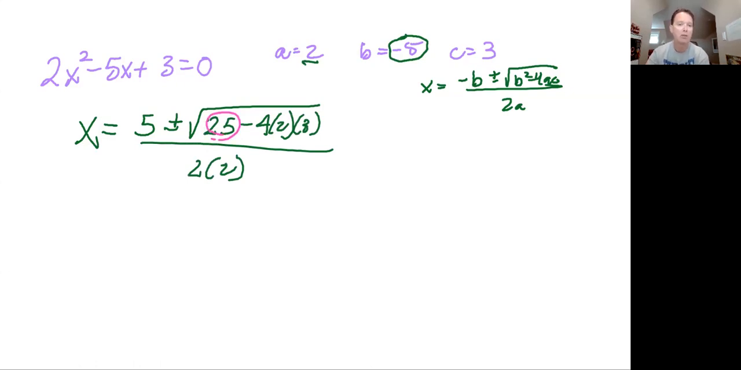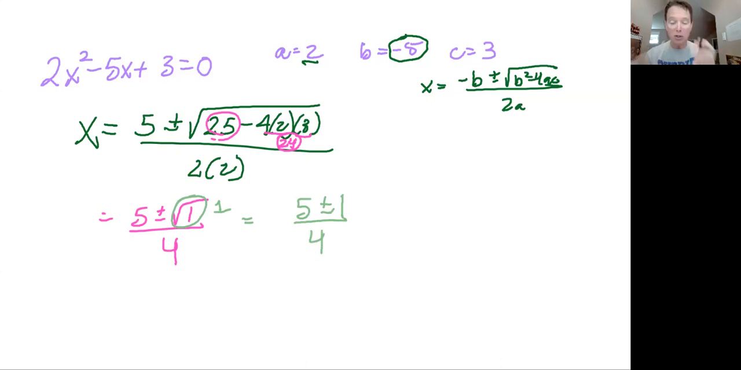25 minus, what's 4 times 2? 4 times 2 makes 8. 8 times 3 makes 24. So this is 5 plus or minus the square root of just 1. Remember, 25 minus 24, all over 4. And you should know that the square root of 1 is just 1. So this is 5 plus or minus 1 over 4.